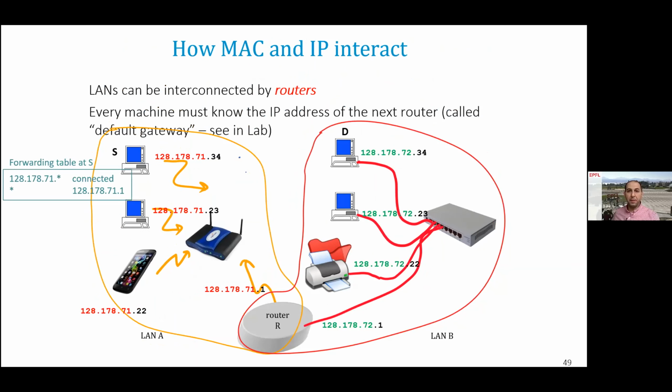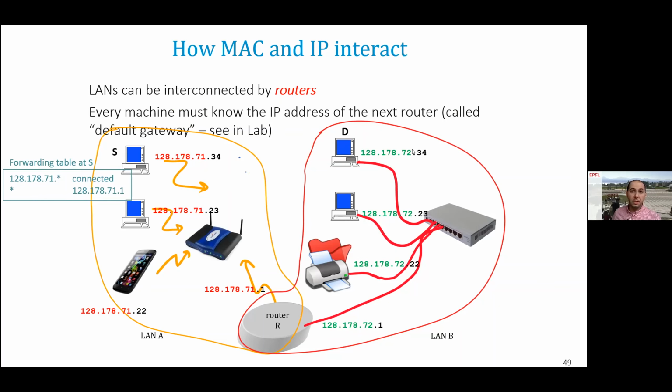Now, how do MAC and IP interact? Now I will answer the question that I had about the IP address in the previous slide. Let us see what we have. This machine S is sending a packet to D. S will look at its forwarding table. Here it is not a router, so the forwarding table has only two entries. One entry for the local area network, which shows the network prefix, and it mentions that this destination is directly connected to the machine. And the next entry is the default gateway.